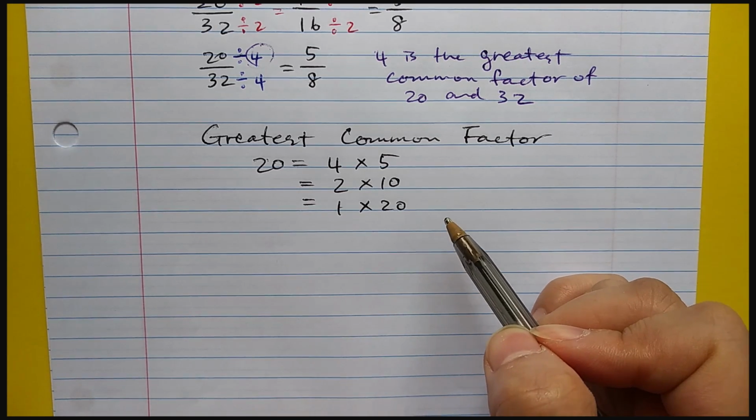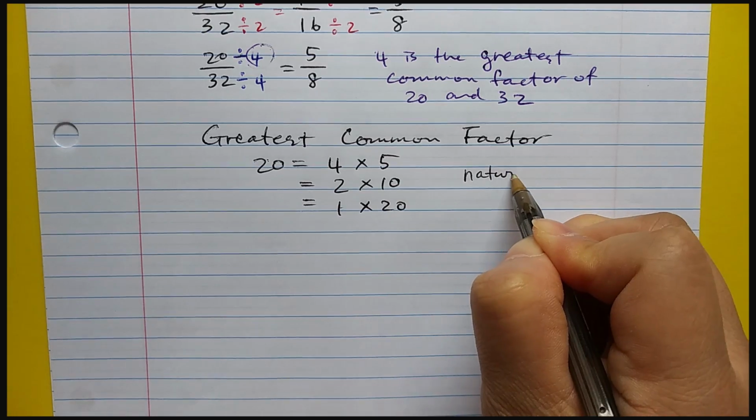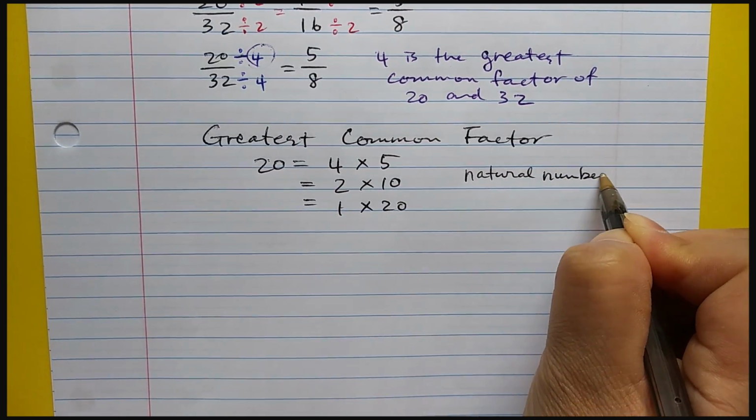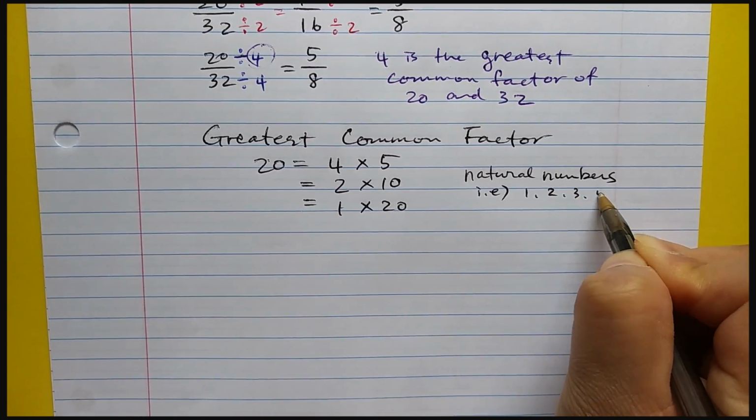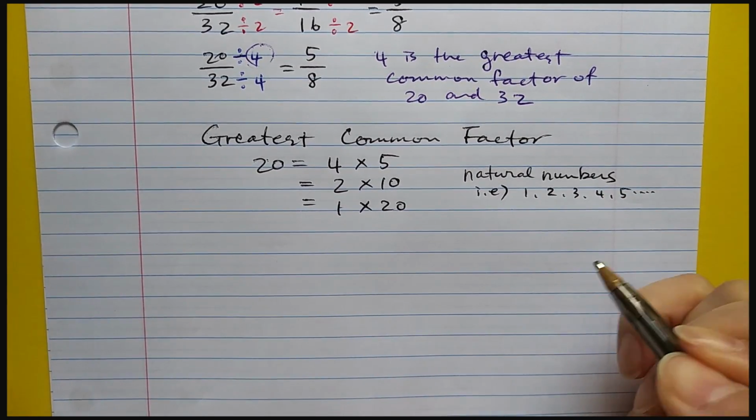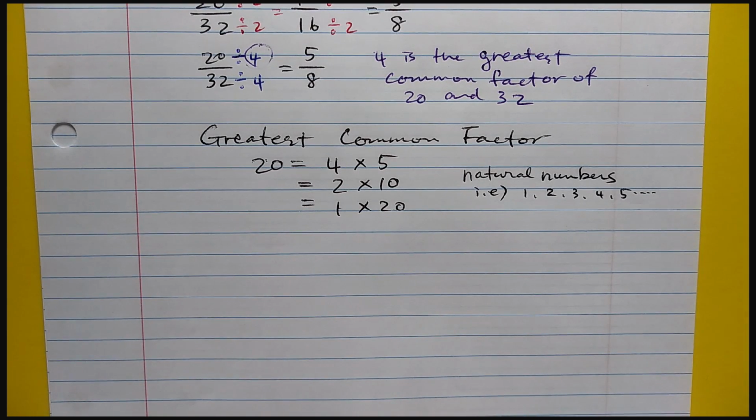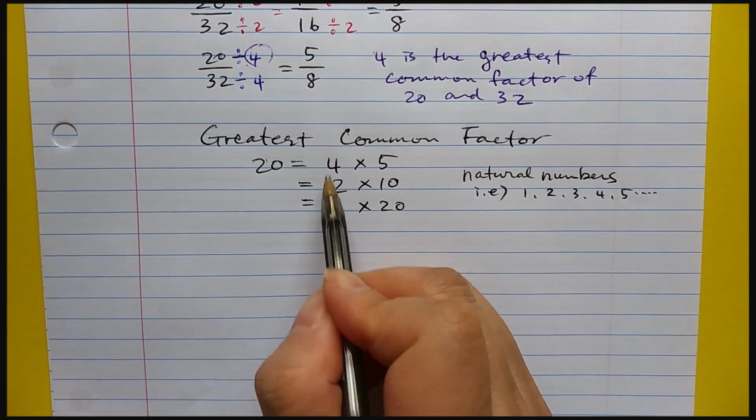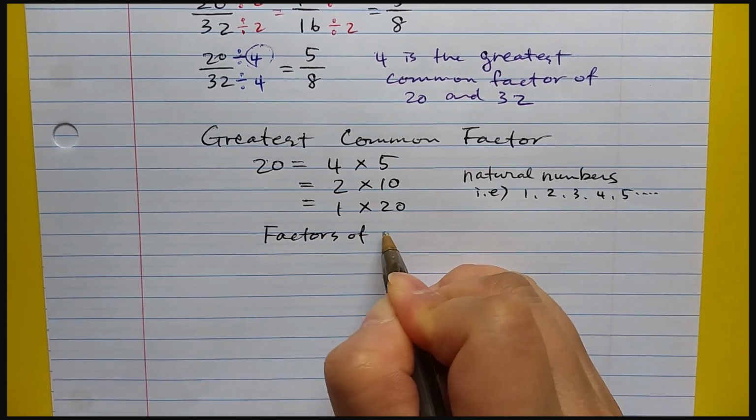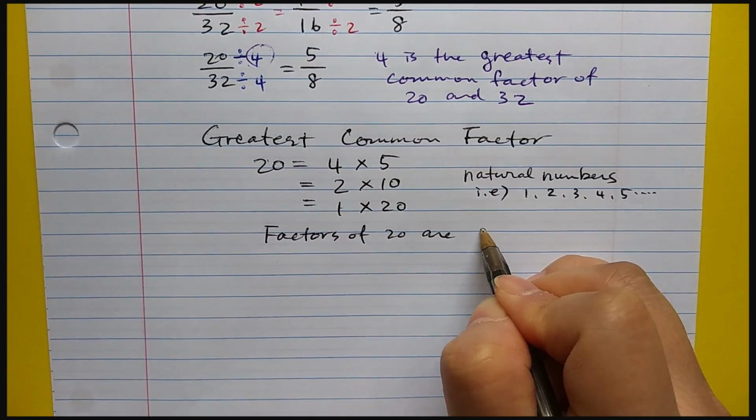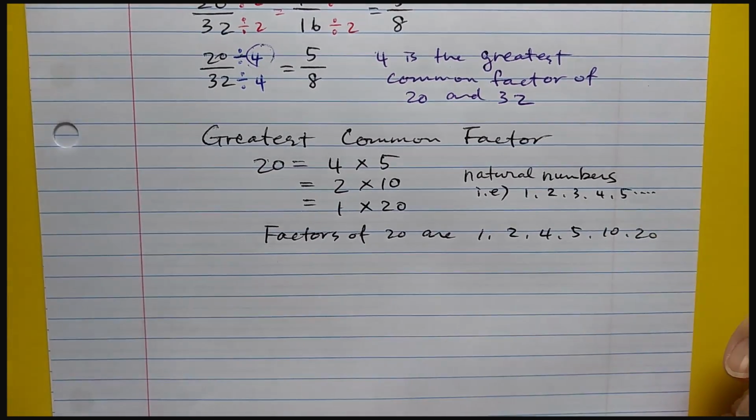And in this case, we only talk about natural numbers. Natural numbers means 1, 2, 3, 4, 5, and so on. No fractions, no negative numbers, and no decimals. And factors are all these numbers. So factors of 20 are 1, 2, 4, 5, 10, and 20.